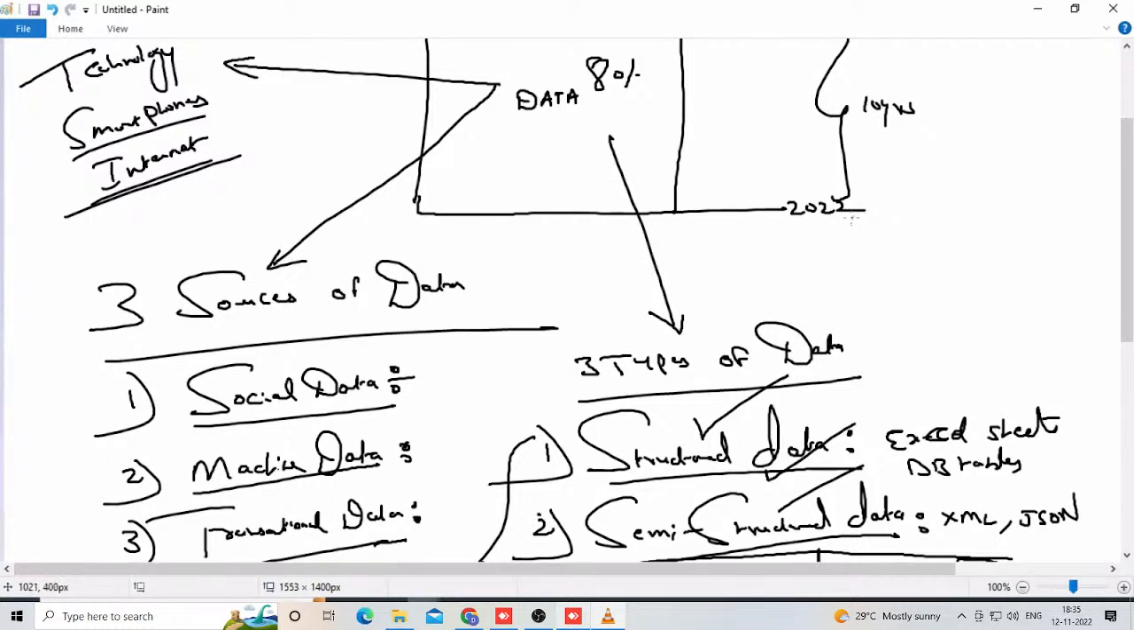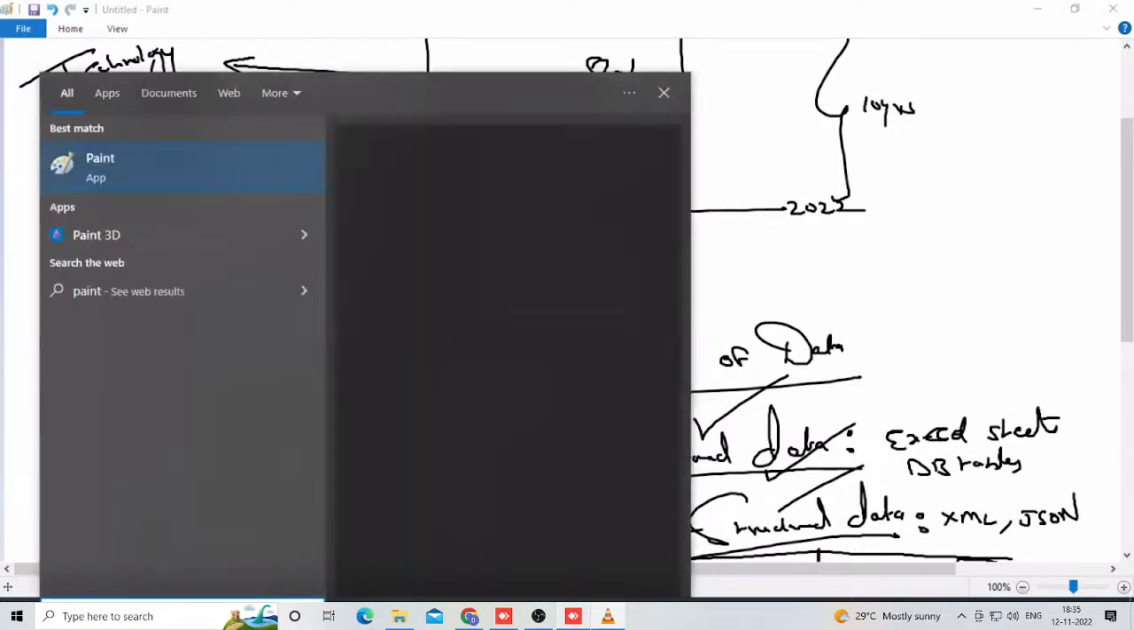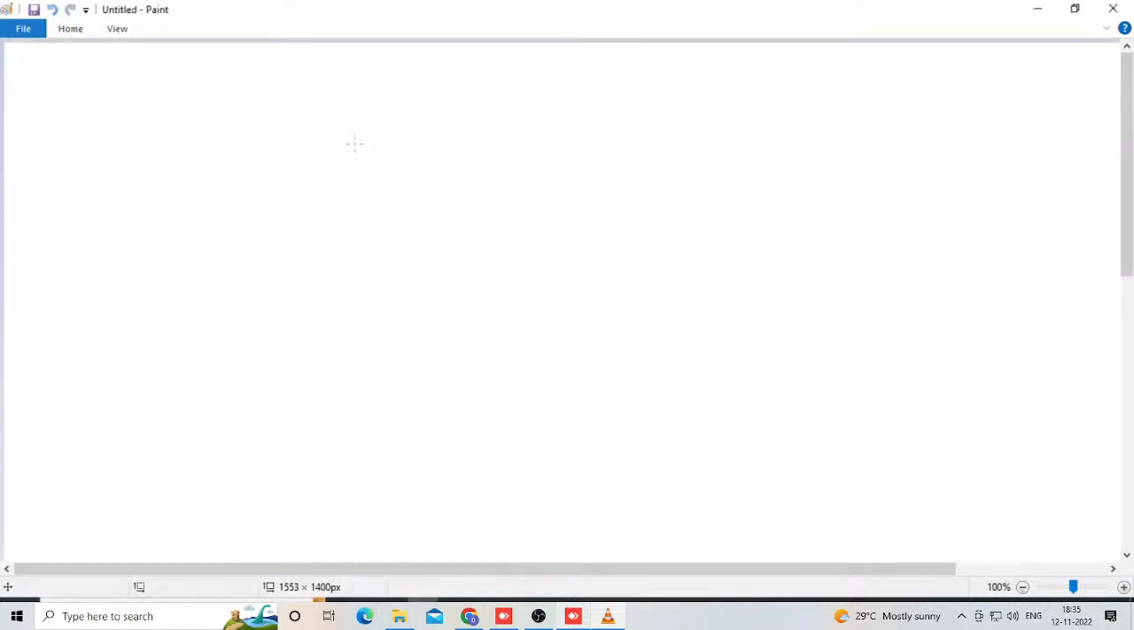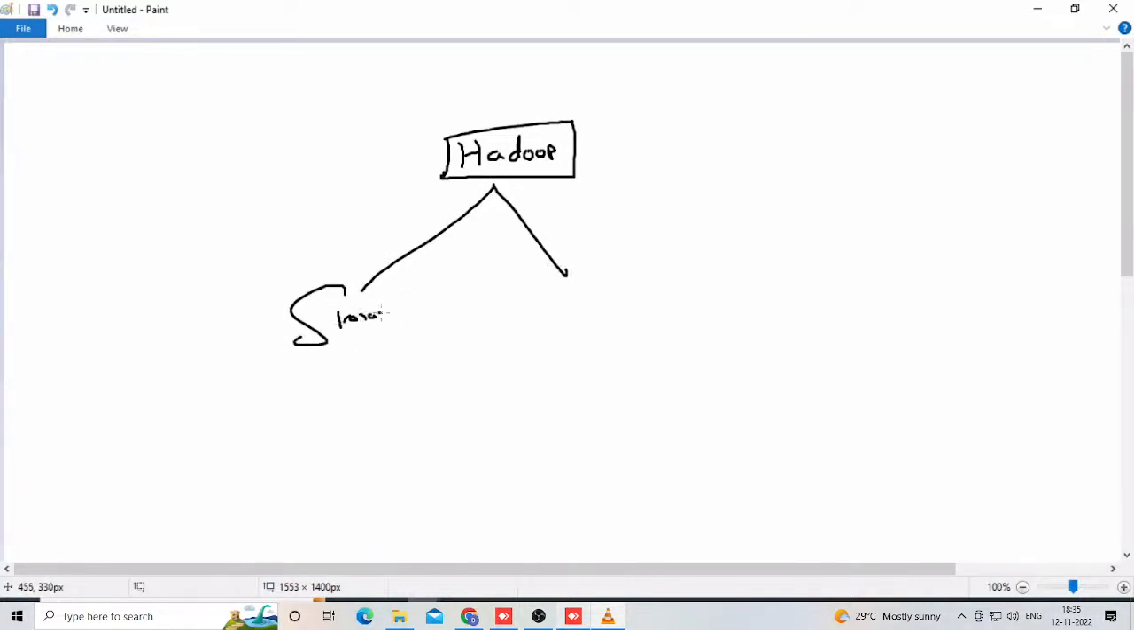As a solution to all the storage and processing level issues, we have a framework called Hadoop. Hadoop is meant for two things: storage and processing.